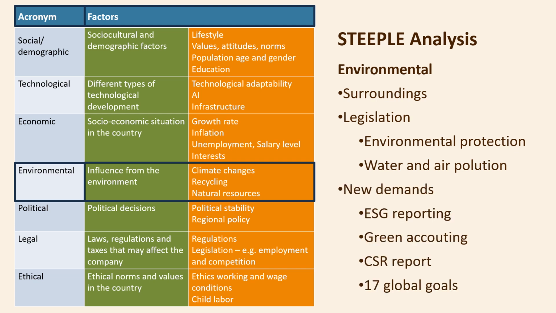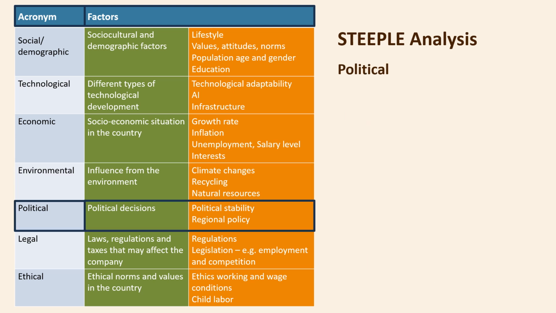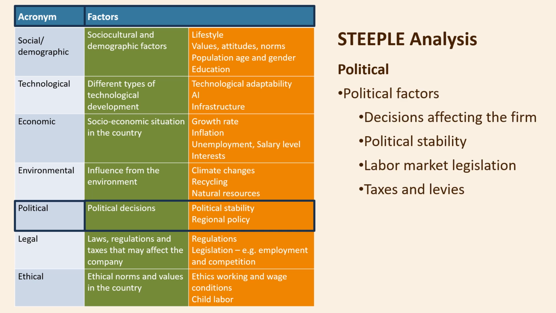There are continuous new demands from the political side, with legislation on reports, ESG reporting, green accounts, CSR reports, and the 17 global goals, to name just a few. The fifth factor in the analysis is political. This refers to political decisions that can affect the company in either a positive or negative direction. Political factors can also refer to political stability in the country, labour market legislation, taxes and levies.